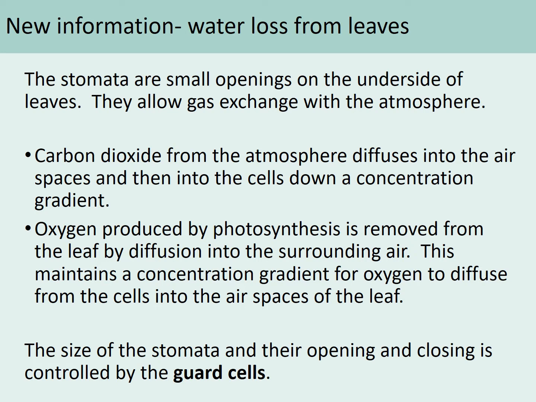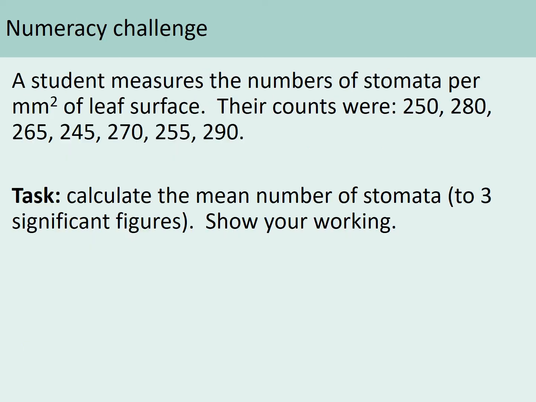So if you did not know that carbon dioxide will diffuse into the leaf, oxygen will diffuse out of the leaf, then pop that down. But what is important is the bottom sentence about the size of the stomata being controlled by the guard cells. So if you could pause the video now and put down what you need to know.